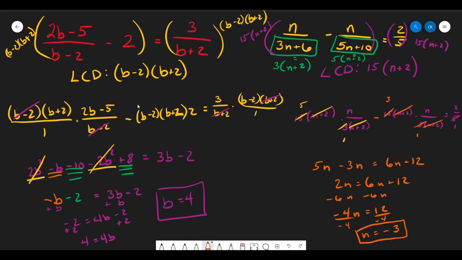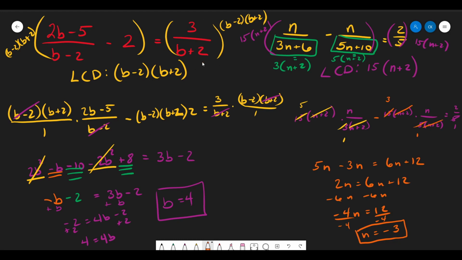Then it's the next one, 2. So I have to multiply 2 times (b minus 2)(b plus 2). So I want to multiply those together. b times b is b squared. b times 2 is 2b. Negative 2 times b is negative 2b, so those two cancel each other out. 2 times negative 2 is negative 4. And then I have to multiply that by 2. So that's going to give us negative 2b squared plus 8.